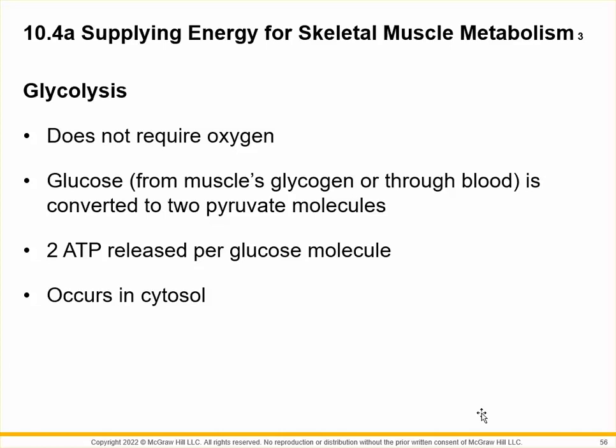The pyruvates, if there's no oxygen available, become lactic acid. They become lactates instead of pyruvates. And we get a couple of ATPs very quickly. So if we have a lot of glucose available and no oxygen, this is the way that we get ATP. It gets us that last 100 meters in a 200-meter dash.